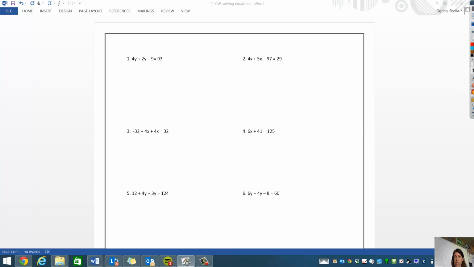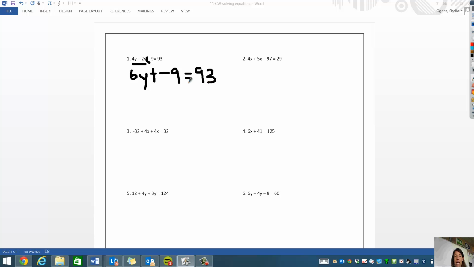Just as a reminder, the first step is to simplify both sides. So 4y and 2y can be combined to be 6y. Remember, this minus in front of the 9 goes with the 9, so I'm going to turn this into plus a negative 9. So 6y plus negative 9 is 93.